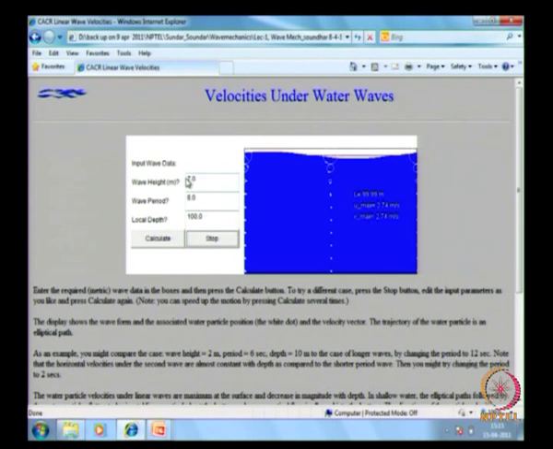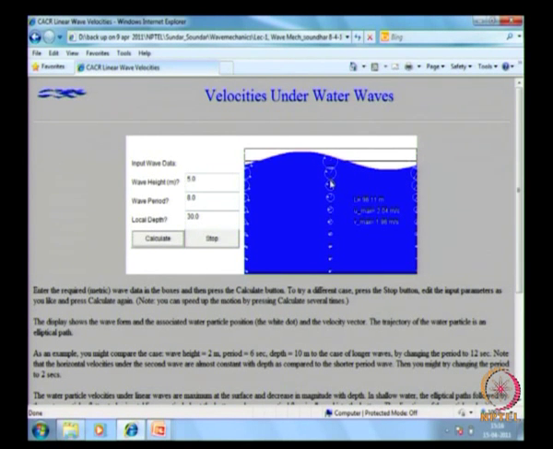So I am assuming a wave height of 5 meters and I am just changing the water depth to 30 meters. So now you see that earlier case there were not much of a disturbance here. Now you see more or less it is circular, but it is tending towards shallower.